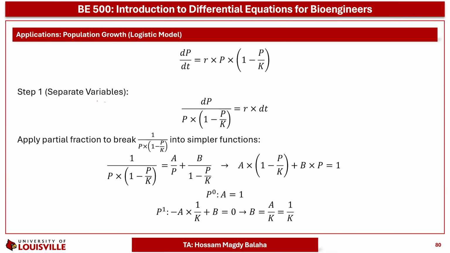So first, separate the variables. So we will get dt on this side, and we will move that part to this side. As you see here, dp over this factor equals r dt.